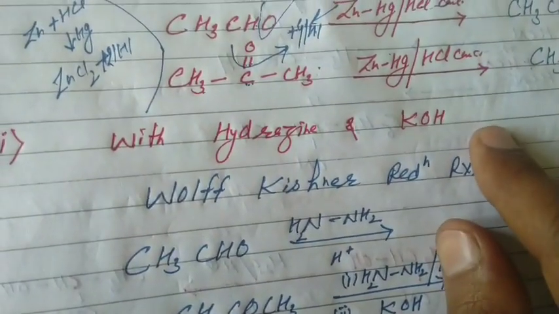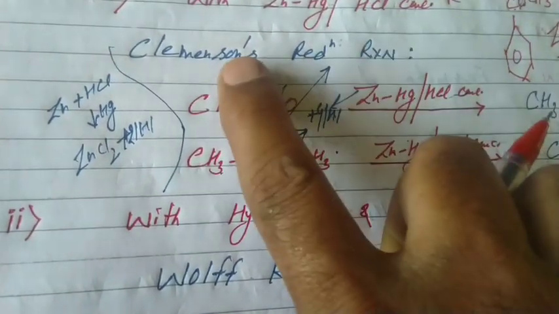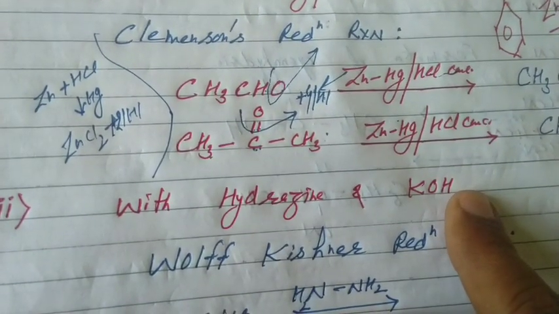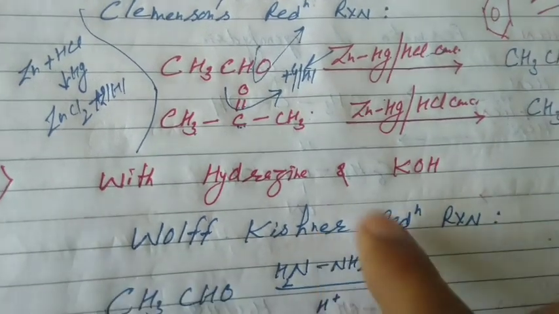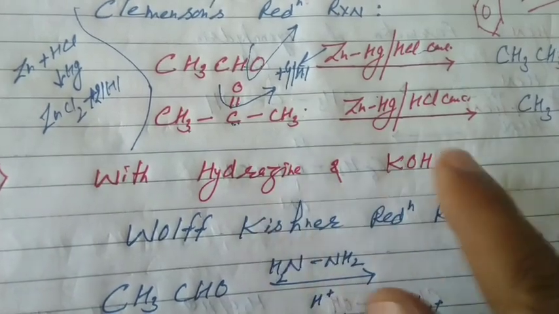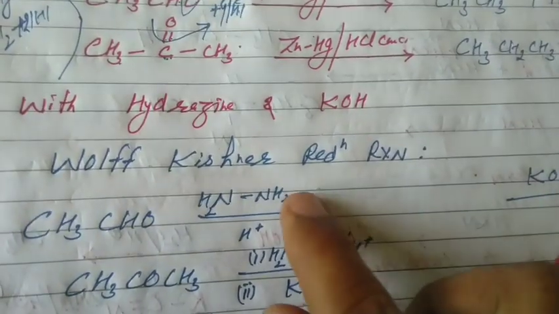After this, students, next, second, is with hydrazine and KOH. First we did zinc amalgam and concentrated HCl, Clemmensen's reduction reaction. Second is with hydrazine and KOH. It is again a naming reaction, Wolff-Kishner reduction reaction. In the Wolff-Kishner reduction reaction, carbonyl compounds are reduced to alkane when treated with hydrazine and KOH. The reaction proceeds in two steps. The first step we have already discussed.